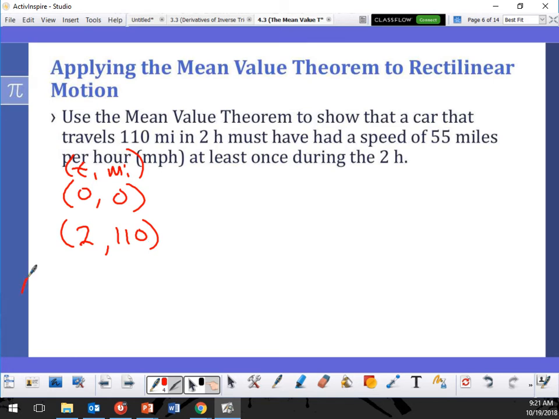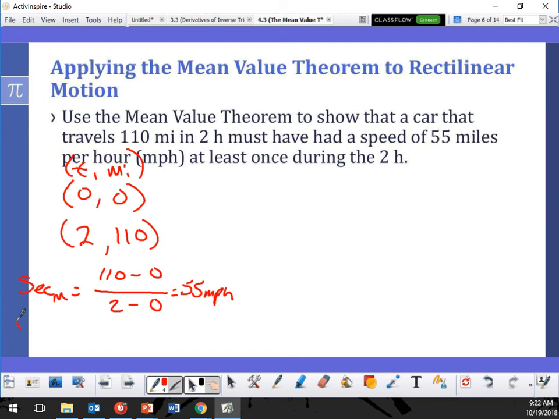So the secant slope M, for this case, is going to be 110 minus 0 over 2 minus 0, right? Yes? Okay, so we come up with what? 55 miles per hour. So my average is 55 miles per hour. And that's where we got that number. It must have a speed of 55 miles per hour somewhere in between there.